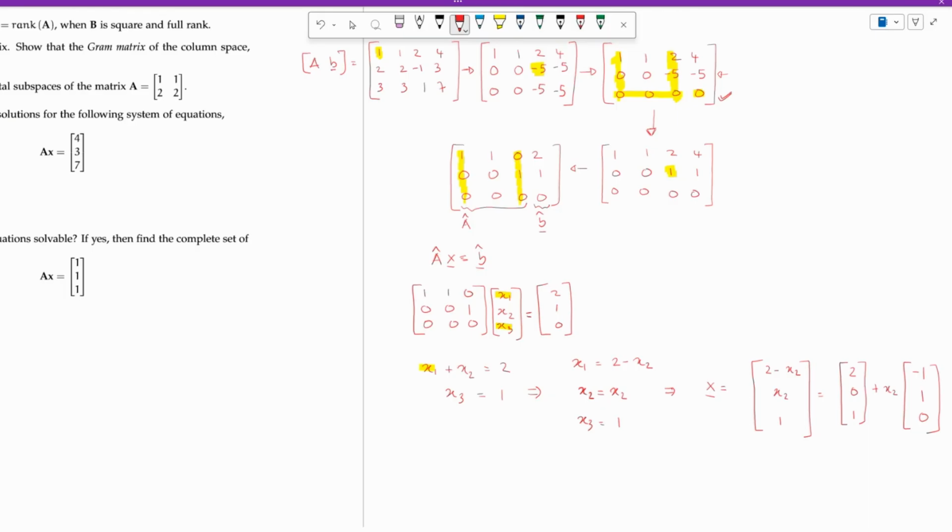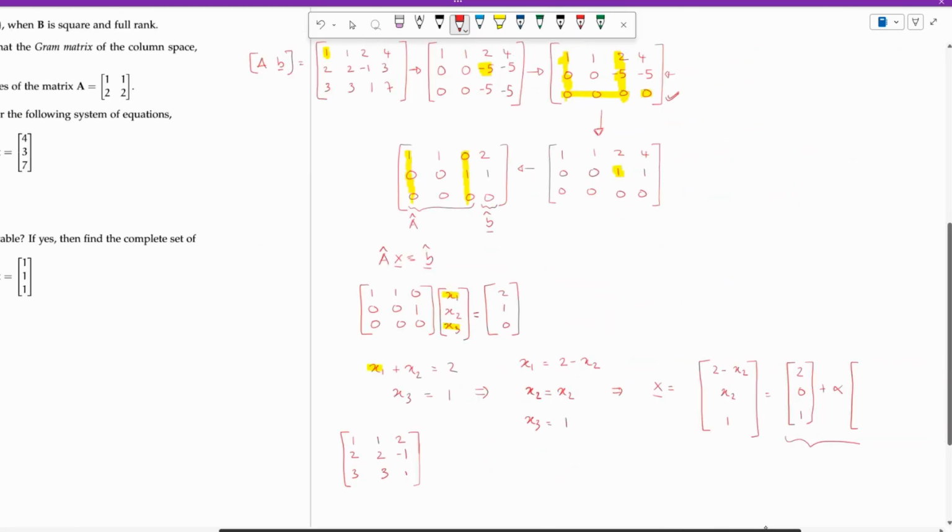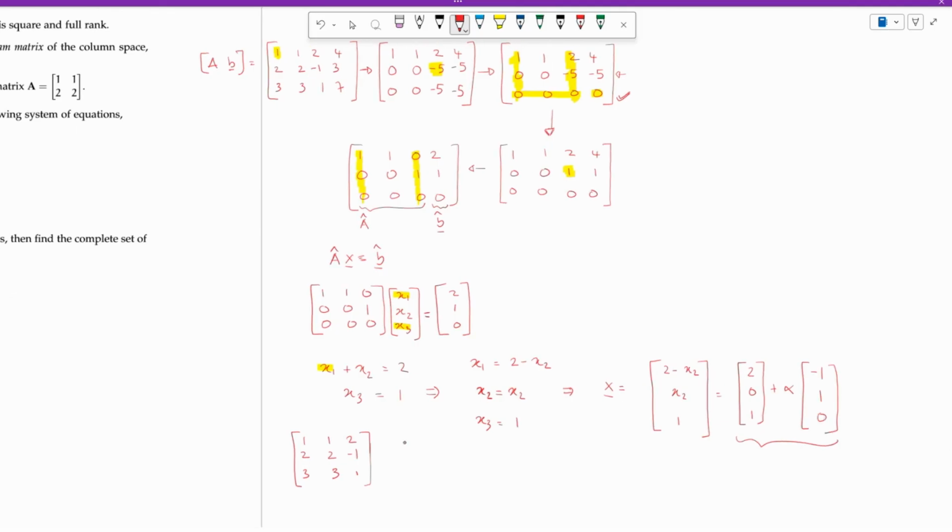Okay? Now, if you replace x2 by alpha, right? If you substitute this in the original equation, the left-hand side and the right-hand side should match. Let's just verify that. So my original matrix was, okay, my x is this: 2 minus alpha, alpha, 1.